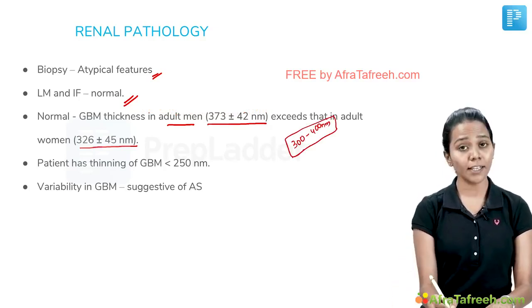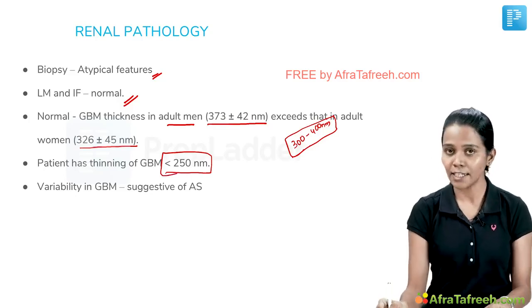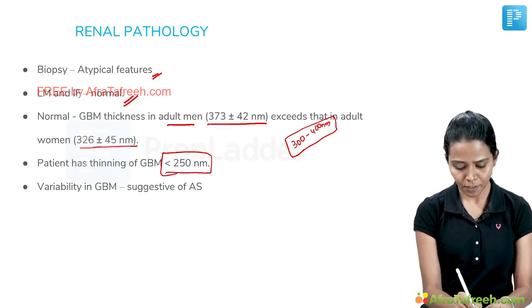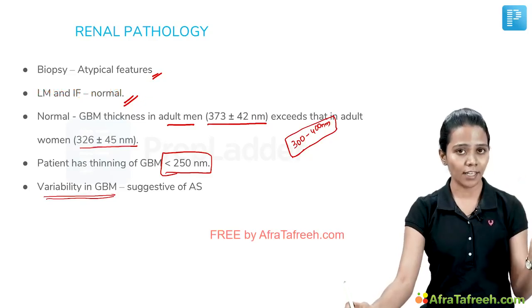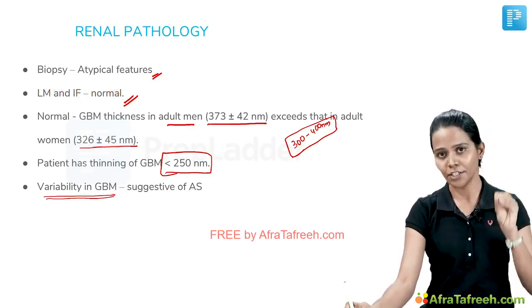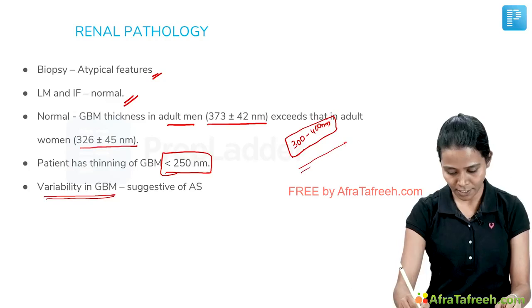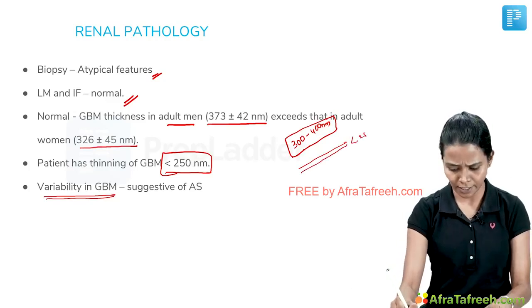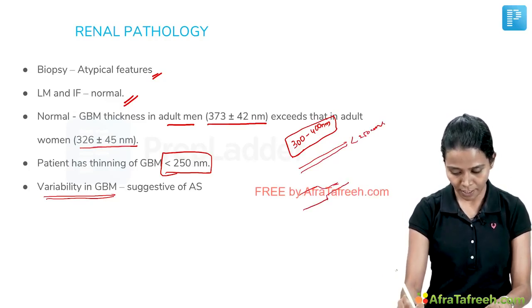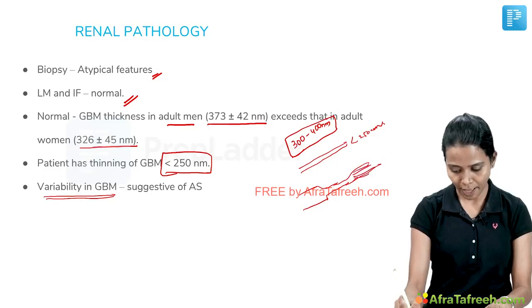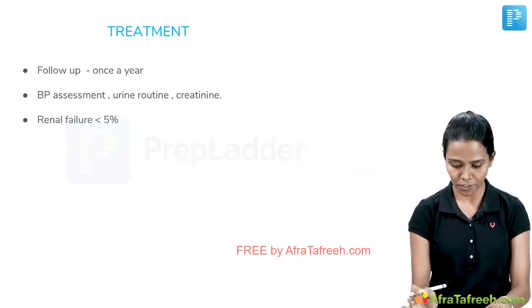If the thinning of the glomerular basement membrane is less than 250 nanometer, then we call it thin basement membrane nephropathy. And if there is variability, that is, we discussed the 4 points, right? Thinning, thickening, basket weaving and lamination. If these 4 things are present, then it is suggestive of Alport syndrome. In thin basement membrane, it is just thin, plainly thin and less than 250 nanometer. In Alport syndrome, there will be thickening, then thinning, then basket weaving and lamination. All these can be seen in the glomerular basement membrane of an Alport syndrome patient.